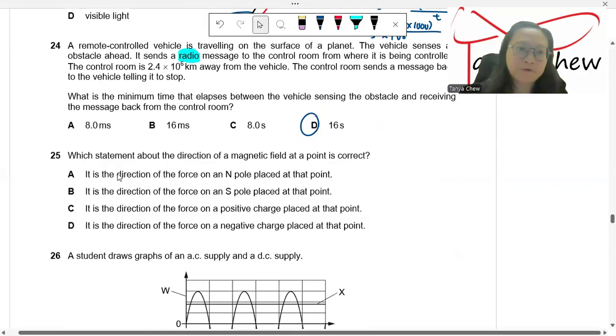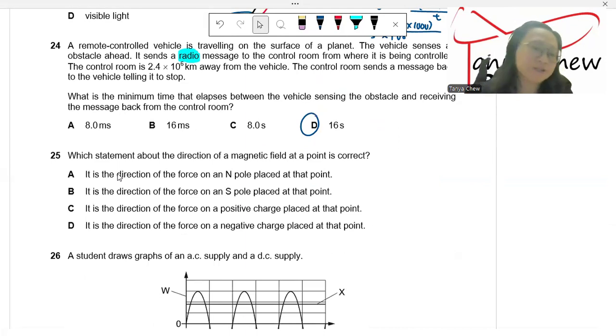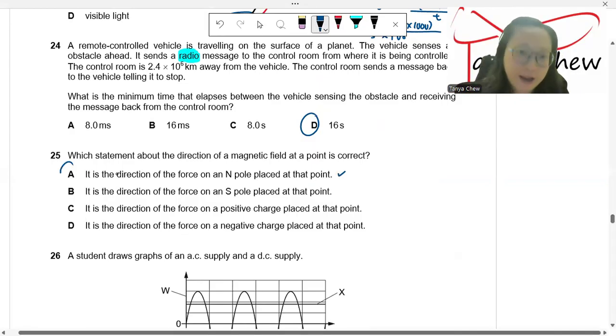Number 25, which statement about the direction of the magnetic field at a point is correct? It is actually the direction of force. Field represents the direction of the force on a north pole placed at that point. A is the answer.